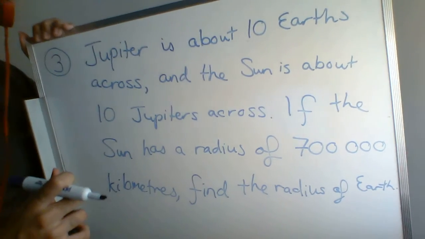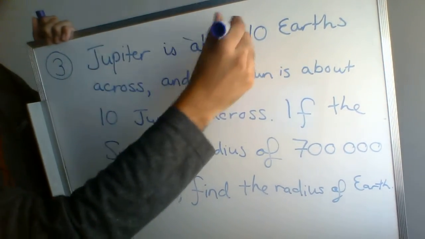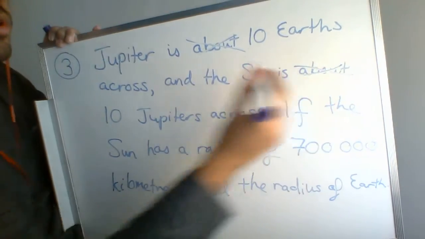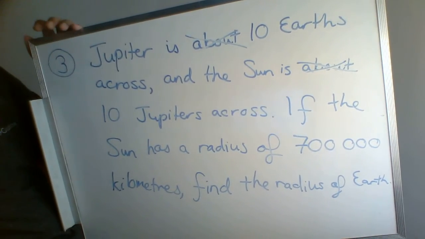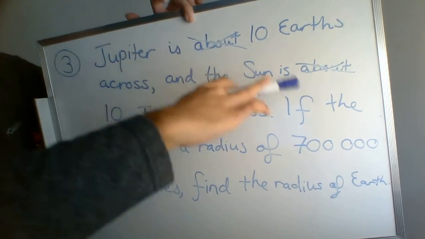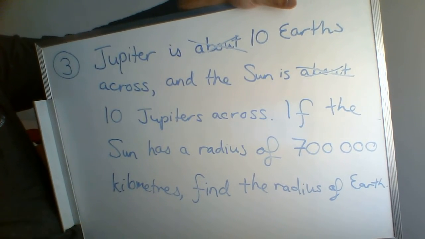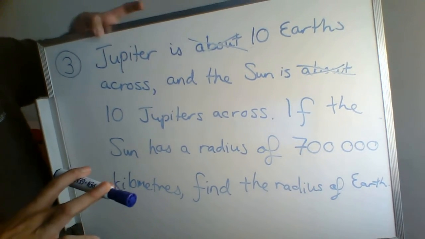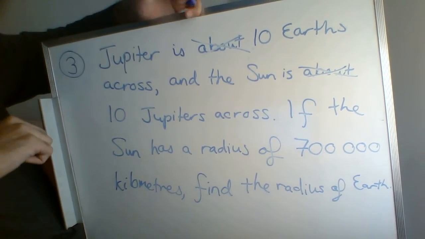Alright, so that's the problem for this one. So Jupiter is about 10 Earths across. We're going to ignore this "about" when we're actually solving the problem, and we're going to ignore this "about" over there as well. So Jupiter is 10 Earths across, and the Sun is 10 Jupiters across. I had to put the "abouts" in there because it's not exactly 10 Earths across, and it's not exactly 10 Jupiters across. That's just the astronomy student in me. But yeah, for this problem, Jupiter is 10 Earths across exactly, and the Sun is 10 Jupiters across exactly.